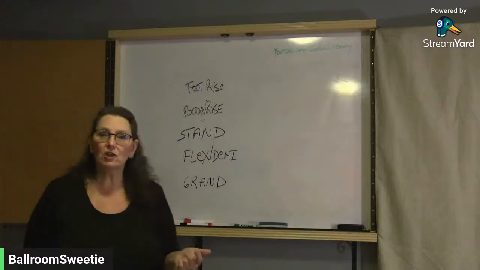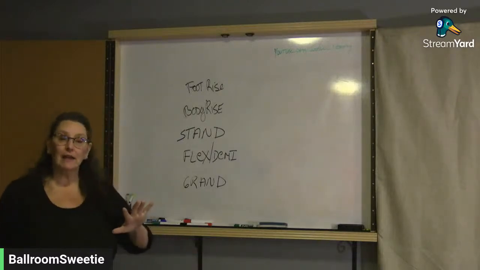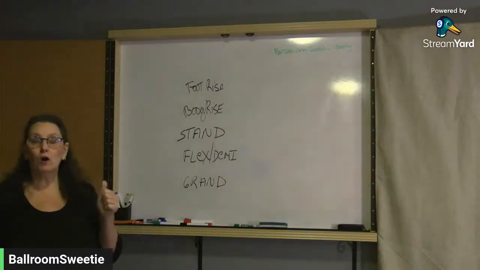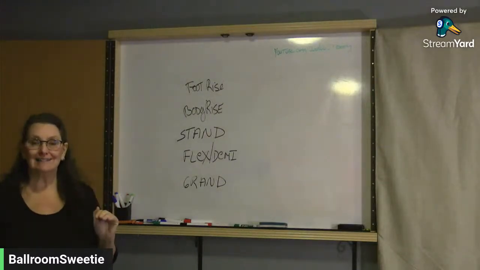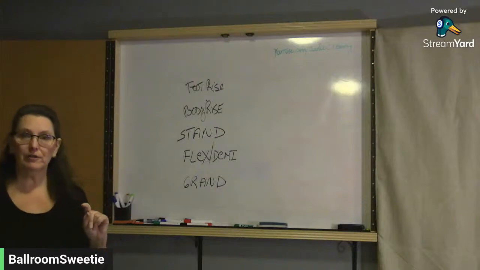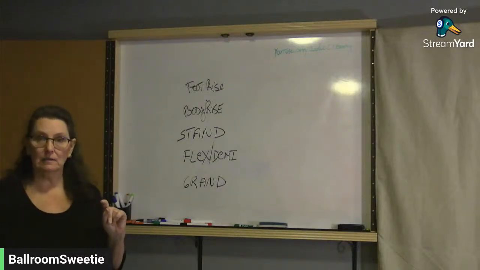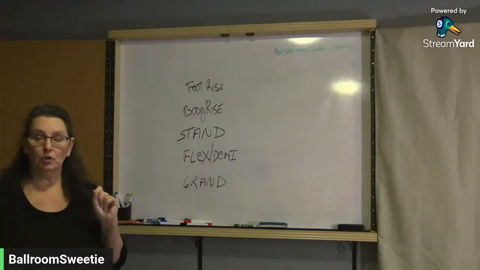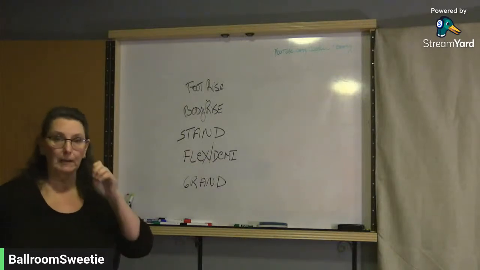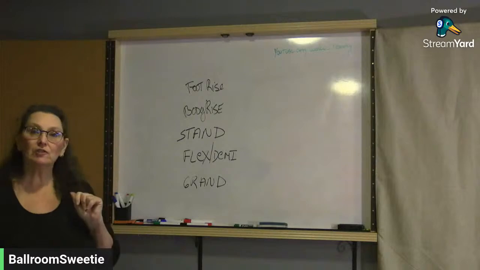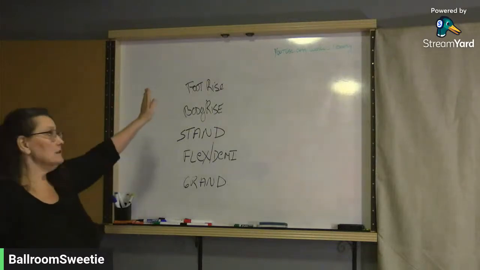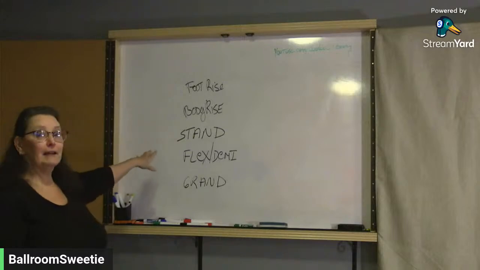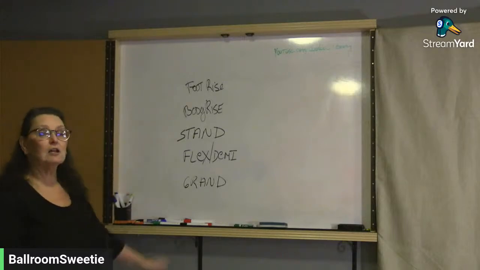So what I like to talk about are the 5 body levels, and body levels have to do with waltz, foxtrot, tango, your smooth dances. We don't have body levels in our rhythm dances or our Latin dances. That has Cuban motion. There's no rise and fall in your Latin and rhythm dances. All right. So these are the 5 levels. We've got foot rise, body rise, standing, flex or demi, and then grand.